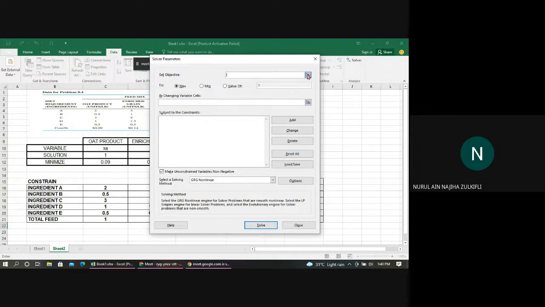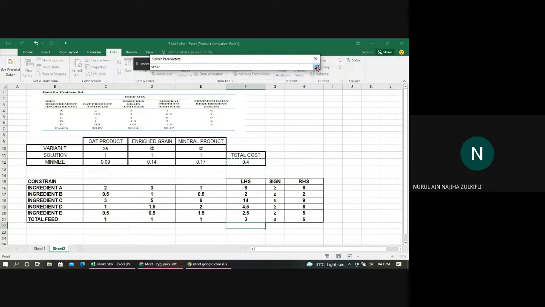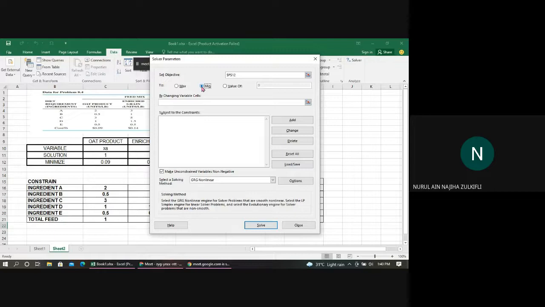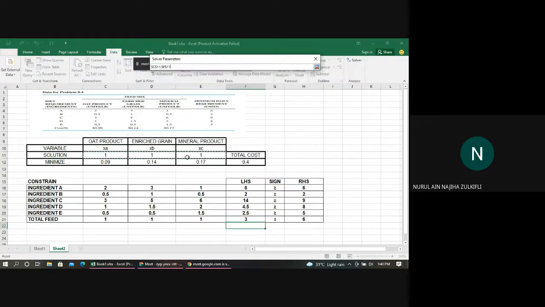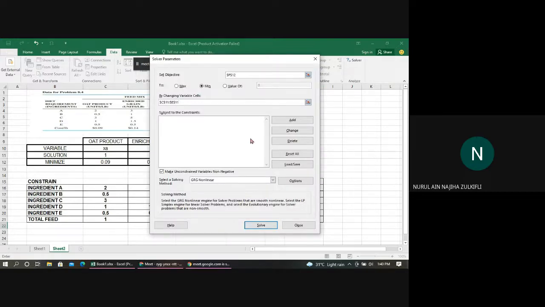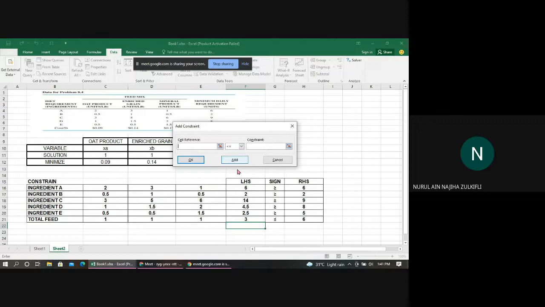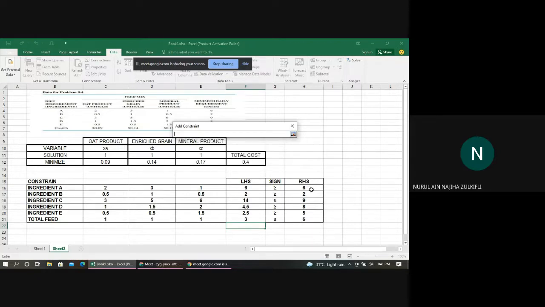So for the set objective, we just take the total cost for the objective, and then to minimize, because the question is to minimize the total cost, and then for the changing variable, we take the solution for the three feed mix, and then subject to constraint. Okay, we take all of this greater than. So cell reference, we take all LHS with the greater than, and then the constraint, we take RHS.